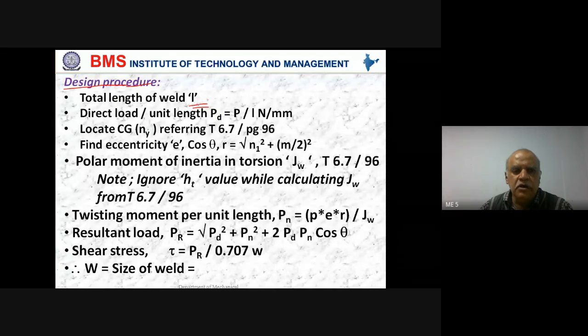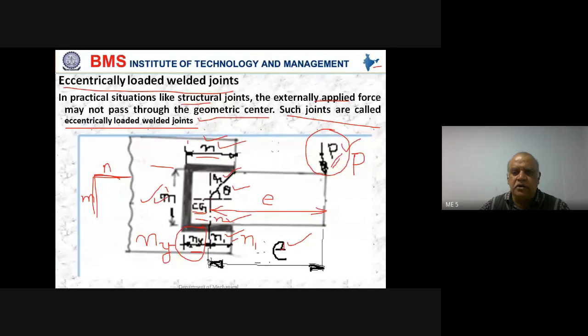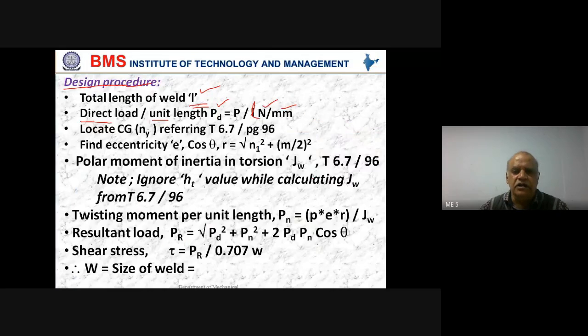Now, direct load per unit length, given by PD, is equal to P by L. That is why the unit is Newton per millimeter. L is the total length of the weld, and P is the load acting over here. So P by the total length of the weld gives the load taken up by every millimeter of weld. That is called direct load per unit length, PD equals P by L, Newton per millimeter.